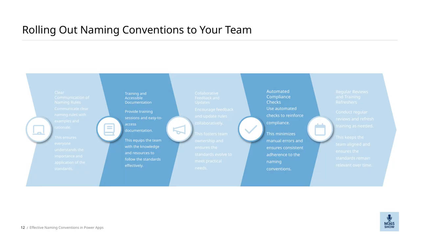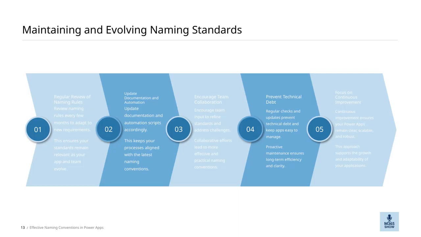And finally, communicating clear naming rules, complete with examples and the reasons behind them, is essential. It ensures everyone understands not just the what, but also the why, so the standards are truly embraced and correctly applied across the board. Let's talk about maintaining and evolving your naming standards in Power Apps.